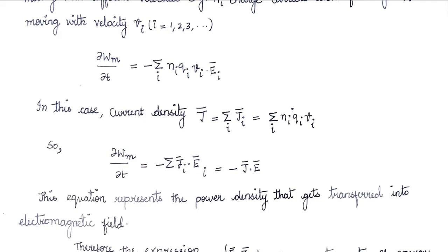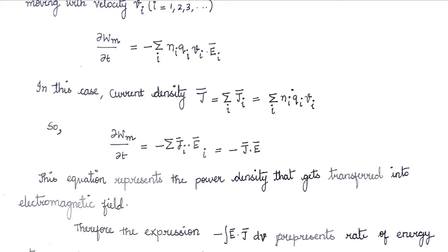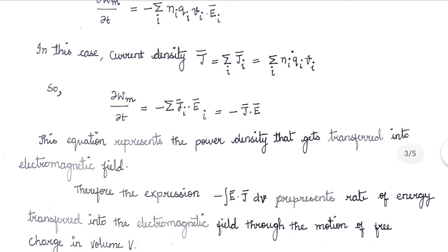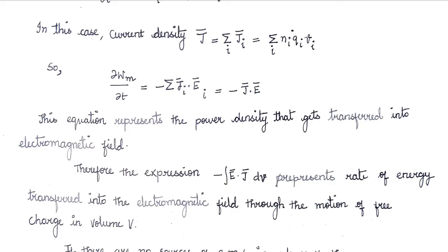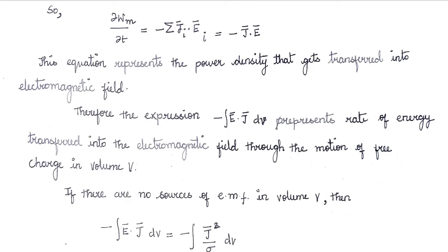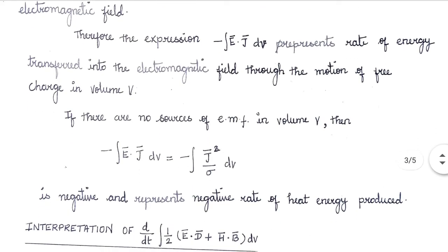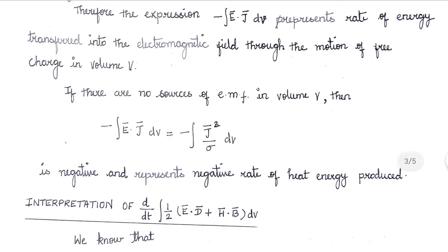So this Ji vector is nothing but Ni Qi Vi. So in place of the sum over i of Ni Qi Vi we can write Ji, or in general we can write ∂W/∂t = −J · E. Actually this equation represents the power density that gets transferred into the electromagnetic field. Hence we can say the integral of −E · J dV represents the rate of energy that gets transferred into the electromagnetic field through the motion of charges over a volume V.